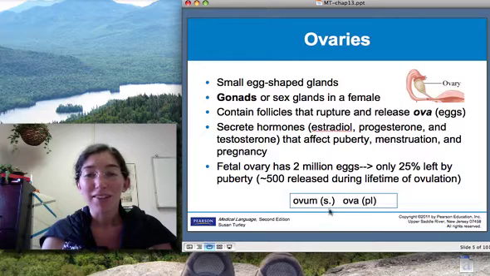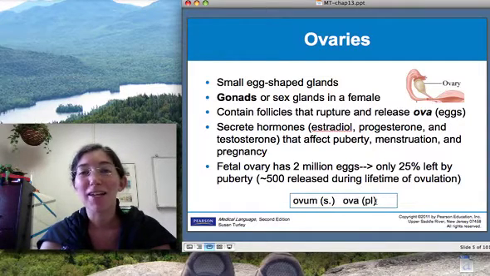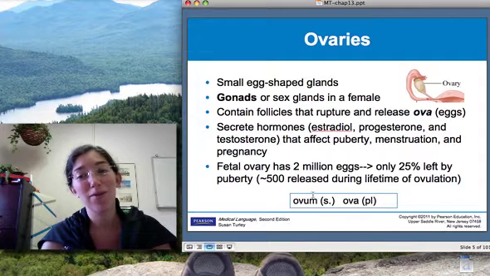And then the last thing on this slide that I wanted to point out is the distinction between, just a little reminder about how to pluralize. Ovum is singular, ova is plural.